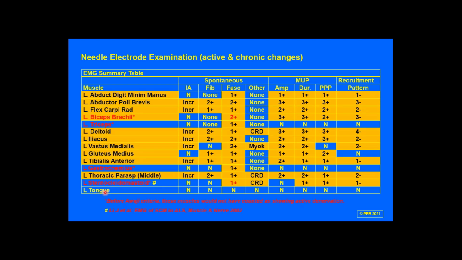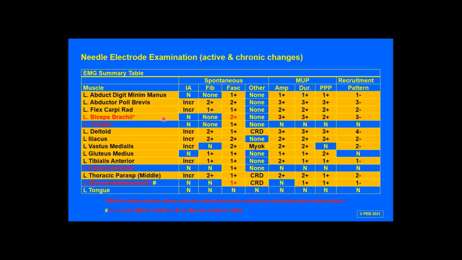So this seems like a busy slide, but I just want to point out a few things. The highlighted orange here all shows abnormal muscles that qualify as abnormal, meaning showing active denervation, whether fasciculations or fibrillations, and changes in the motor unit potentials, meaning the durations are increased and recruitment patterns are down, very obvious.